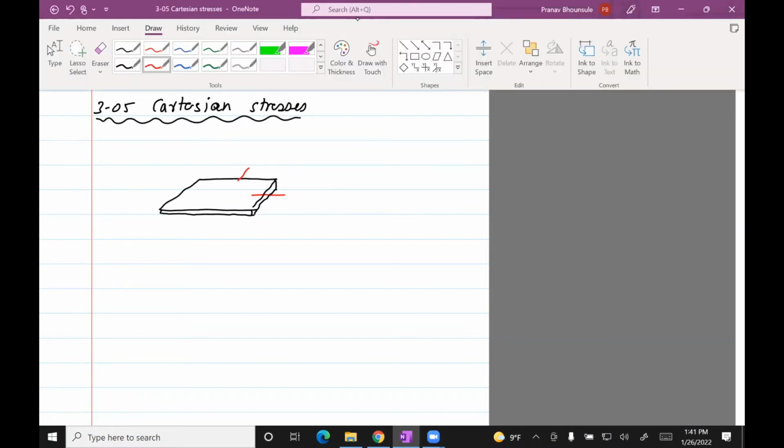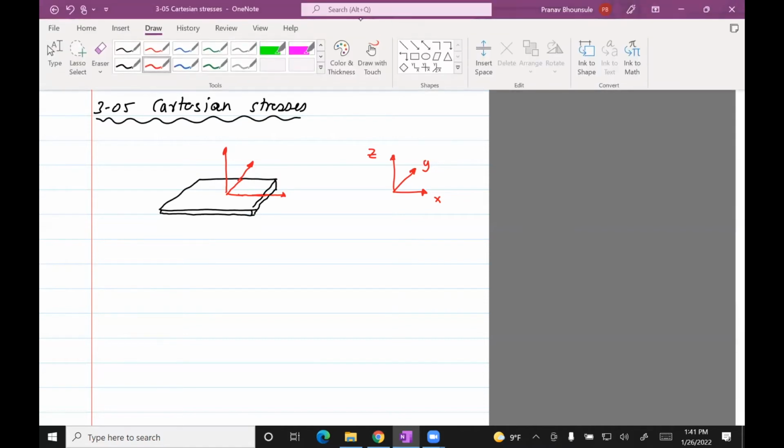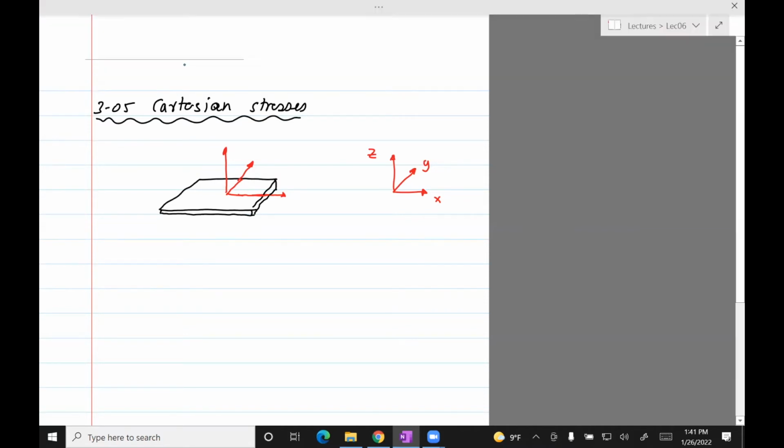Let me draw this. It's still there, but let me draw the axis on the right side. X, Y, and Z. So when this thin plate is subject to a loading, we can have three stresses on this.